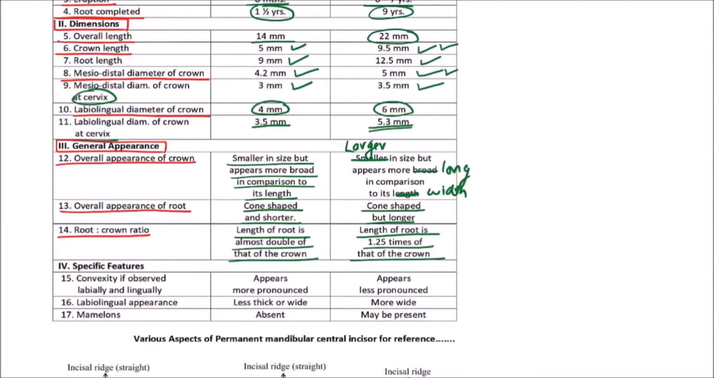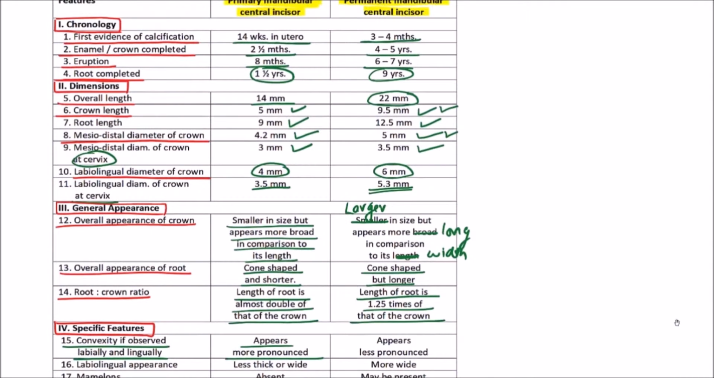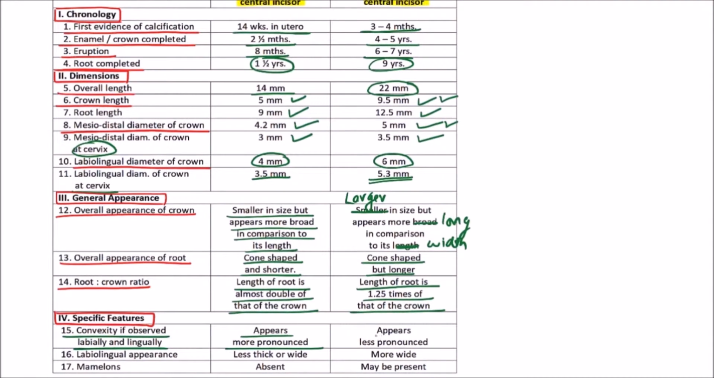Now the specific features. First is convexity if observed labially and lingually. It appears more pronounced in case of primary mandibular central incisor, while it appears less pronounced in the permanent one. If labiolingual appearance is observed, it is less thick or wide, but it is more wide in case of permanent mandibular central incisor. The mamelons are absent in primary incisors, while these may be present in case of permanent mandibular central incisors.